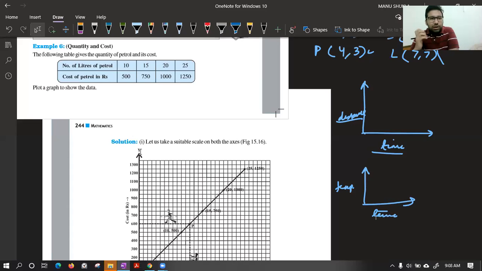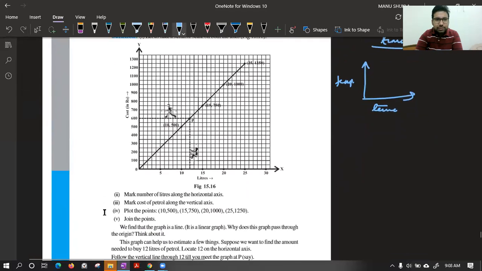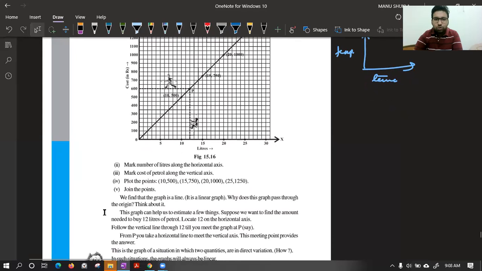Okay, now let's see example number 6. Quantity and cost. What they are saying is the following table gives you petrol and its cost. So number of liters of petrol and cost of petrol. What they have done is they have taken the number of liters on the x-axis and the cost on the y-axis, because cost depends on the number of liters.